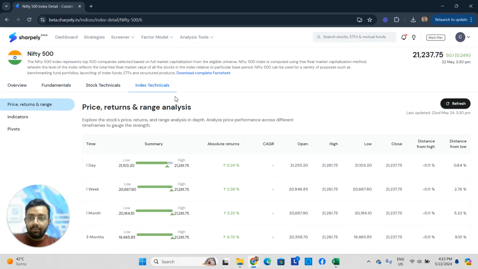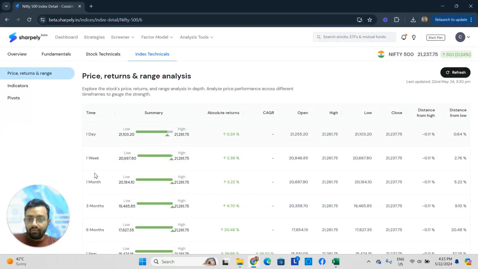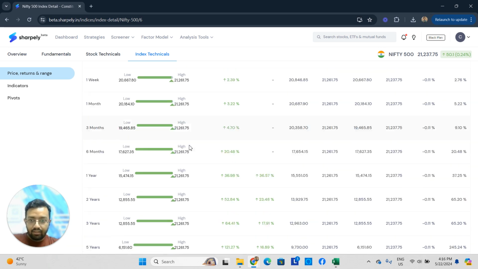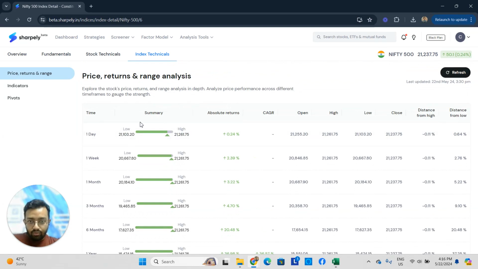Now here we provide technical data for the index. So on different time frames, what is the open, high, low, close, and then distance from high. So if we take 3 month time frame, then the index is near its high, very near its high, right? So you can use this data and find where the index is compared to its high and low.